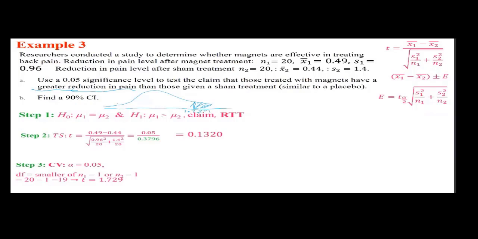So where is the number 0.1320? This number is somewhere here, which is way into the non-rejection region. Therefore, you do not reject H0. If you're not rejecting H0, in essence, you're rejecting H1, and therefore you're rejecting the claim, and the claim becomes false. Do not reject H0. There is not enough evidence to support the claim that those treated with magnets have a greater reduction in pain than those given a sham treatment.